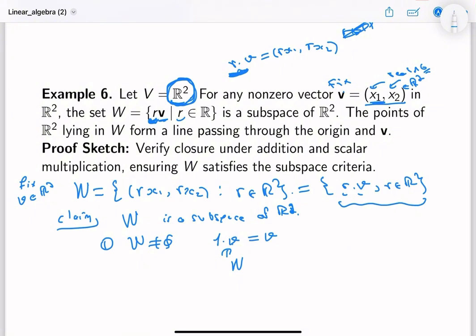So this vector is in omega, right? Second, which means omega is not empty. Second, why is it closed under addition and scalar multiplication? So let's take any two vectors in omega and check that if we add them, they're still going to be in omega.